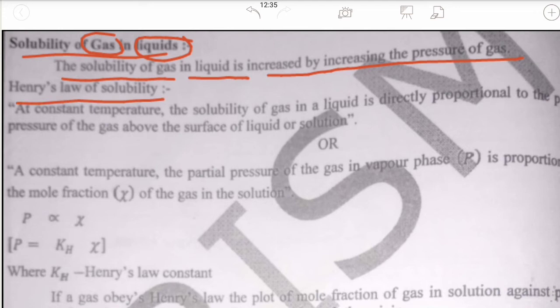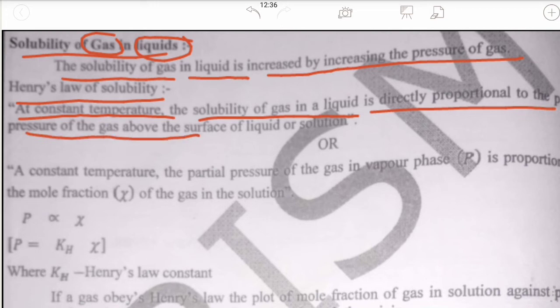Now we will understand what Henry's law of solubility is. At a constant temperature, the solubility of a gas in a liquid is directly proportional to the partial pressure of the gas above the surface of the liquid or solution.